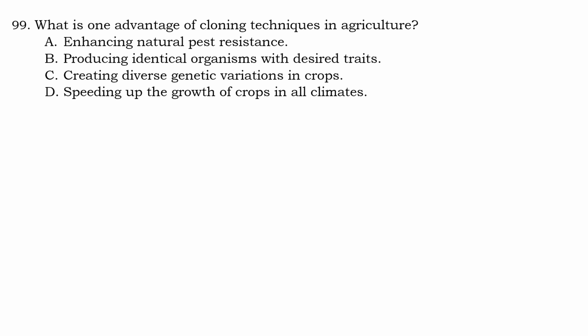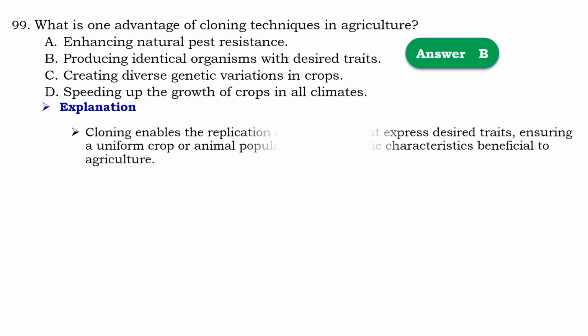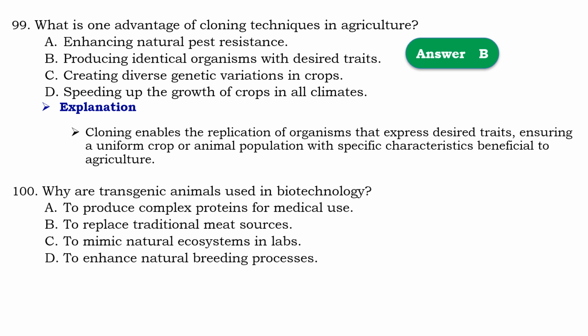So that should be B. Producing identical organisms with desired trait. Means that cloning enables replication of organisms that express desired traits, ensuring a uniform crops or animal population in specific characteristics beneficial to agriculture. Question number 100.